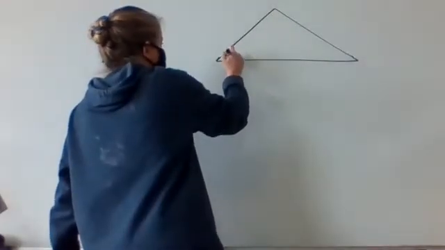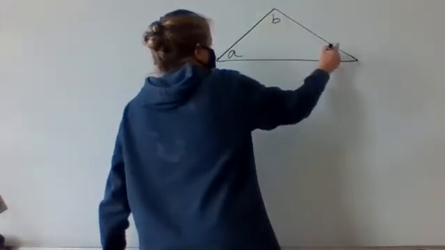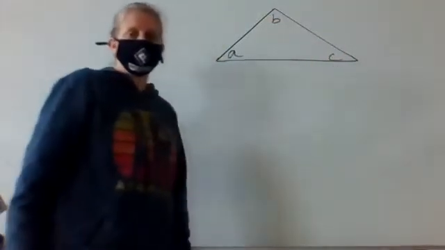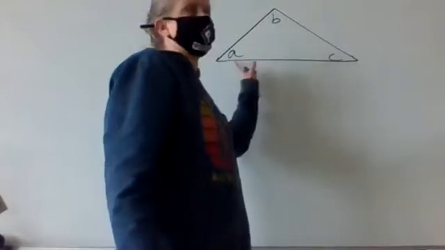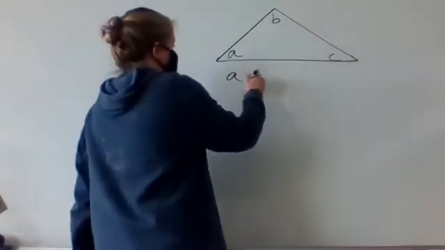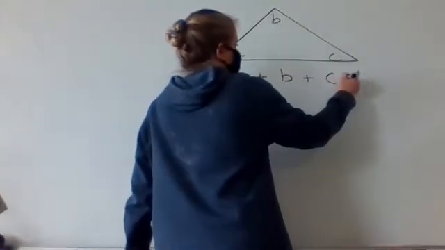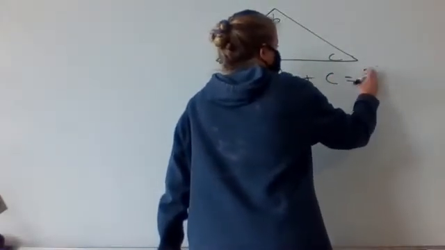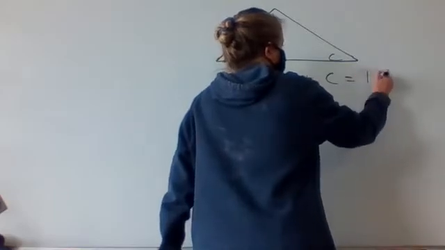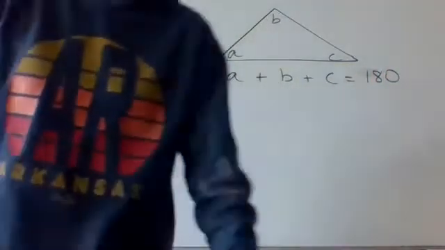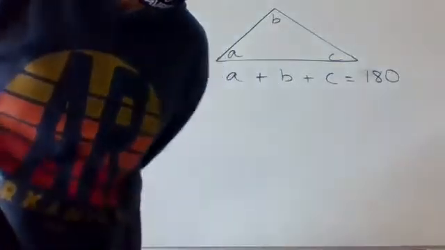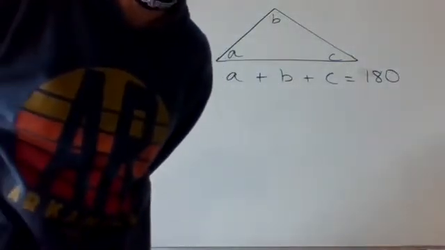So it's got 3 angles. It's got A, B, and C. If I add all 3 of these angles together, angle A plus angle B plus angle C is going to equal 180. So now let's see what it tells us about these different angles.